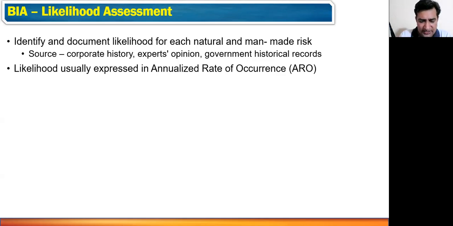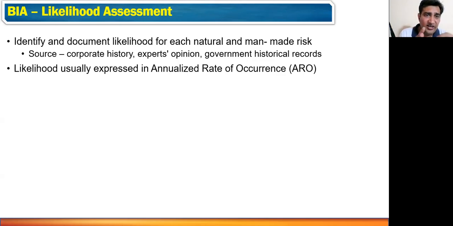Now you understood these things. Now, next thing is, in what format should we take this likelihood? So normally, likelihood is expressed in terms of annualized rate of occurrence. What is that, right? In domain one, we have talked about single loss expectancy and then annual loss expectancy, right? So single loss expectancy is, for example, if a fire occurs once, then if there is a loss of $50,000, if the same fire occurs twice in a year, then it will be double the amount.